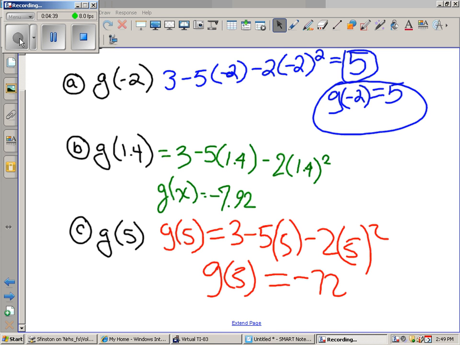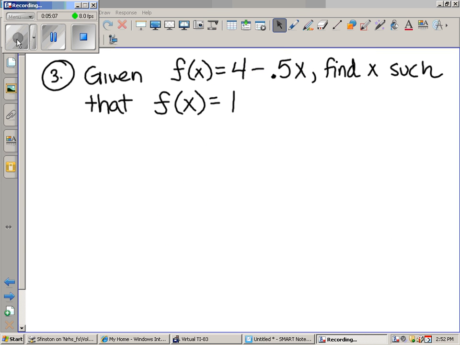Okay. Let's see. Ooh, number 2. The only adjustment that I would make to number 2 is that the final end, instead of saying g at x, we got to say g at 1.4 because it means something very particular. G at 1.4 equals negative 7.92. I agree with that one. And then how about the last one? Is that one right? Yes. Okay. Very nice.